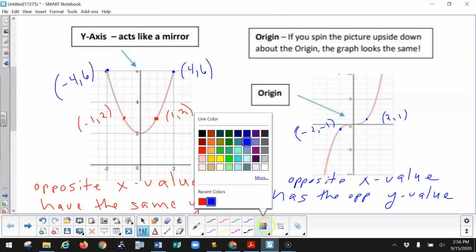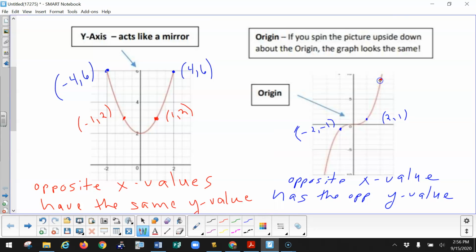So let's look at another point there. It's hard to see that grid, but I could pick the point (4, 8), which is probably about right here. Since that point is on there, and we're saying that this is an odd function, then the point (-4, -8) should be on there, which it is. So that's how you do it graphically.